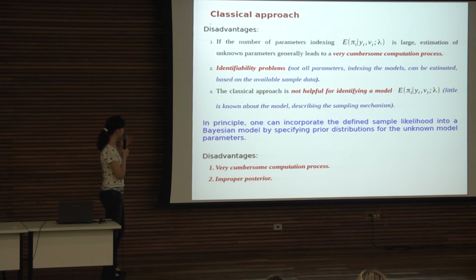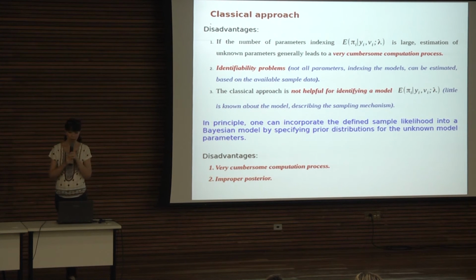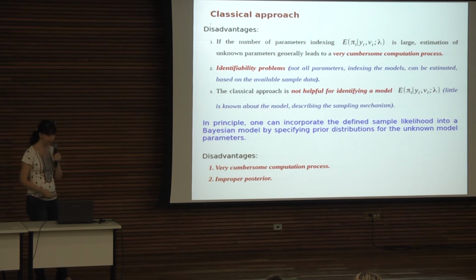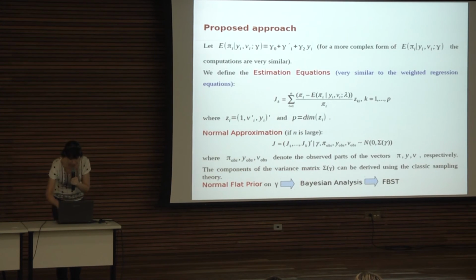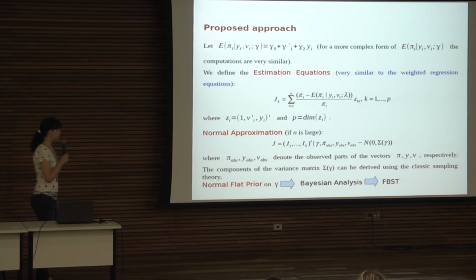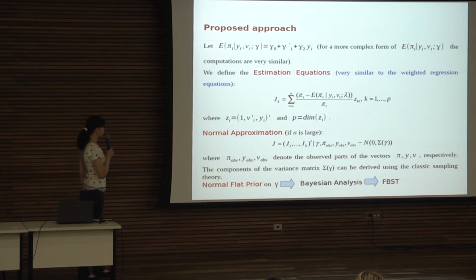Also, there are identifiability problems. In principle, one can incorporate the defined sample likelihood into a Bayesian model by specifying a prior distribution for the unknown model parameters, but there are also some disadvantages with this. I don't have time to explain everything which is written here, so I will just concentrate on the main results that we obtained. So I'll describe briefly the proposed approach.